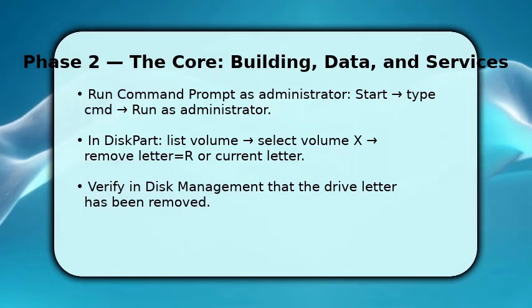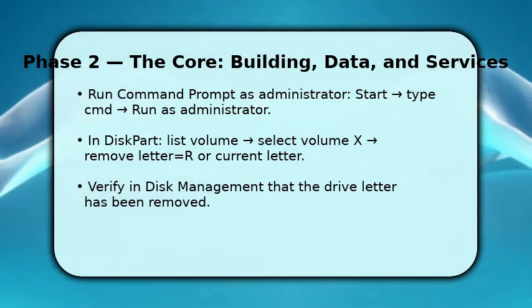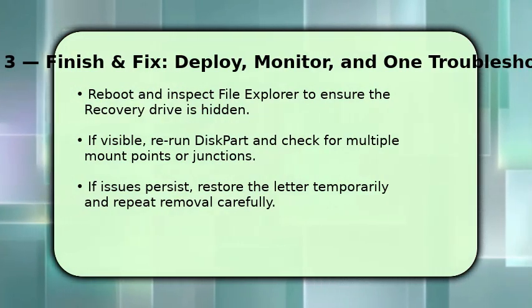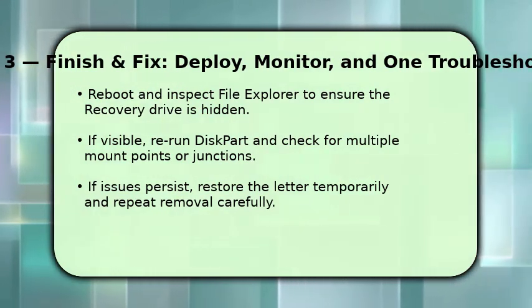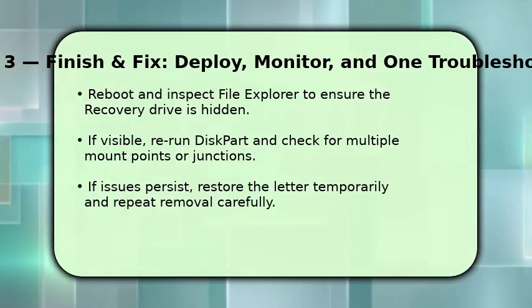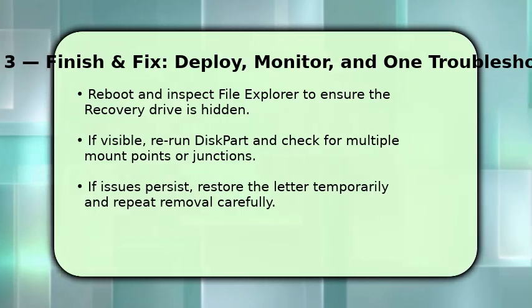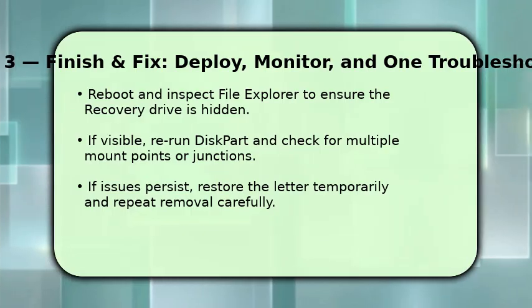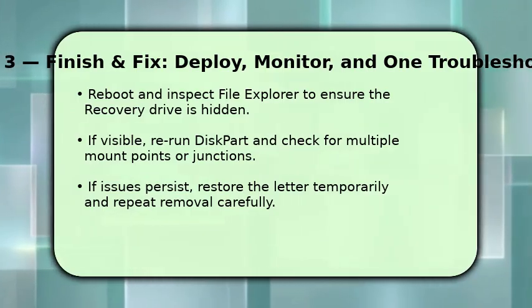Reboot the PC and check File Explorer. The recovery drive should no longer appear. If it still shows up, reopen diskpart and inspect the volume for additional mount points or assign drive letters. Some systems have junctions that must be removed. If anything goes wrong, restore the drive letter temporarily to regain access, then repeat the remove letter step more carefully.